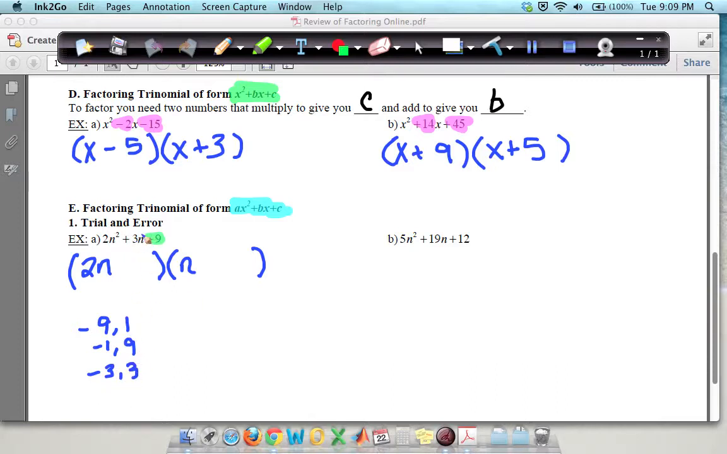Because my middle term is small, it's a 3, I'm going to start with these two that are closer together, or basically the same number. One's negative, one's positive. You don't know where they go. I'm going to try and get this wrong at first, so don't write this down. Okay, and then here's where you have to check. This is why it's trial and error. You know the first terms are right because you picked them. You know your last term is right. What you need to check, do the outside and inside terms give you that positive 3n you need?